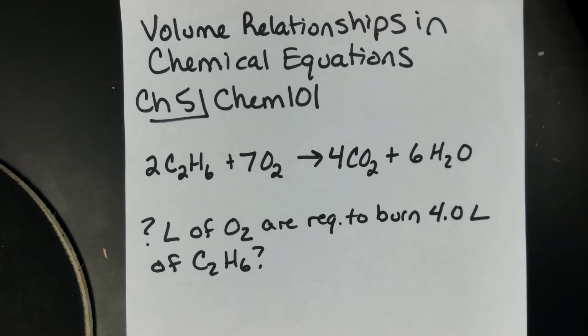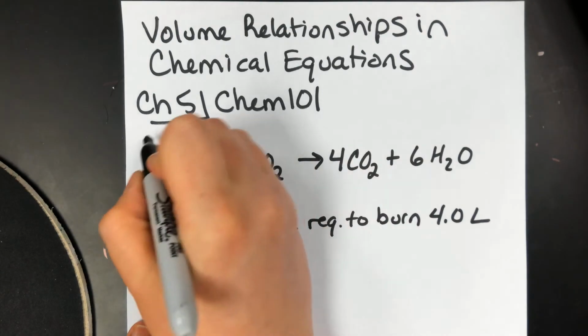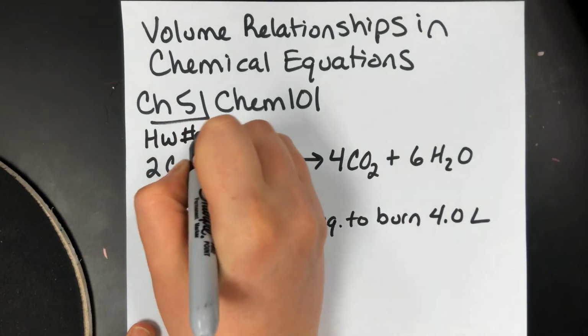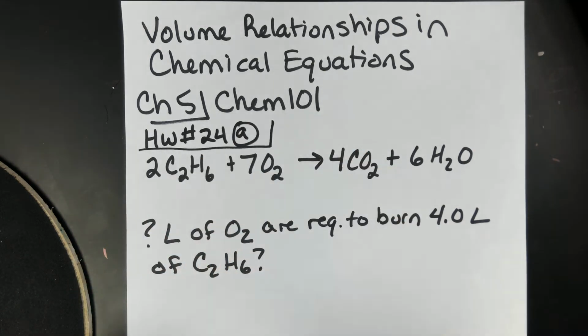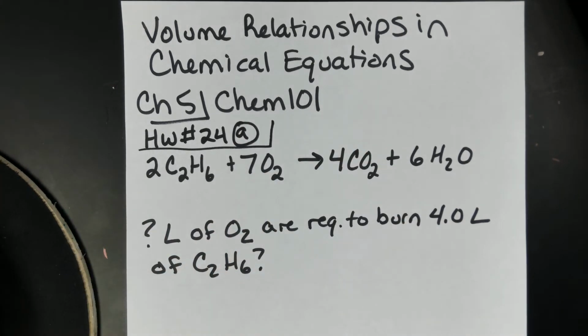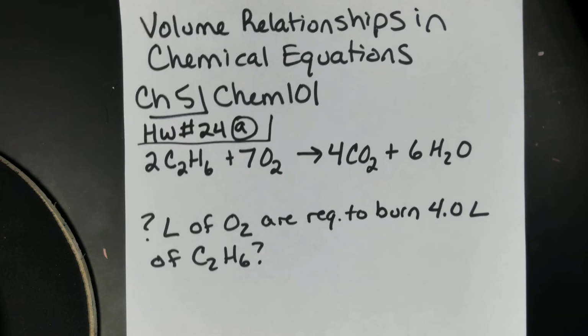Well, howdy there. So for this video, we're going to be talking about volume relationships and chemical equations. Again, this is for Chem 101. It is a chapter 5 problem that we're going to be doing. I forgot to identify which question it is on the homework. It's number 24, part A. Okay, so this is number 24, part A.